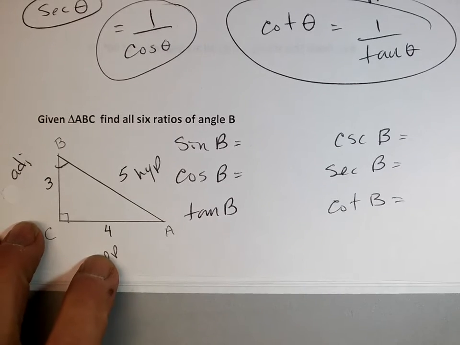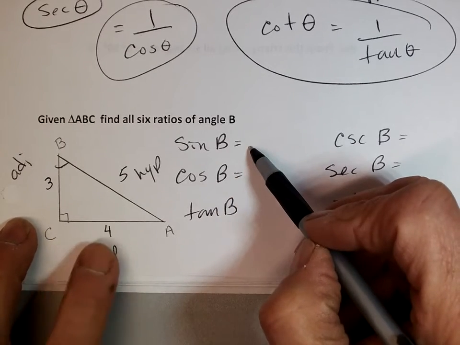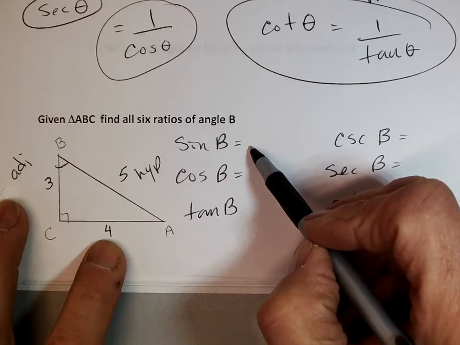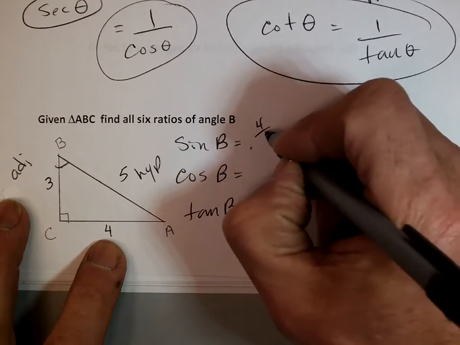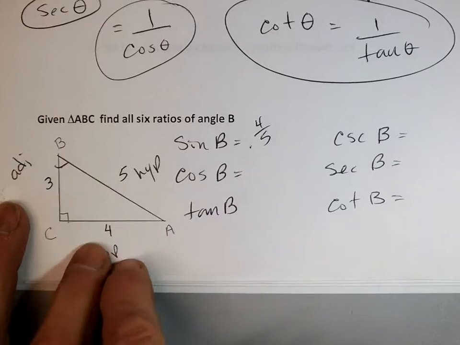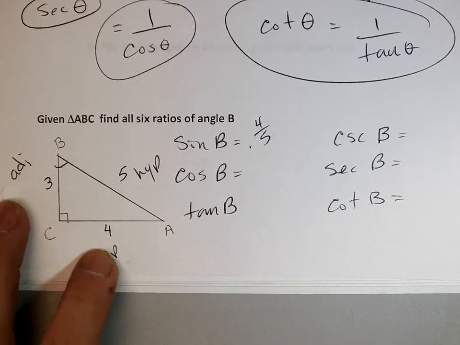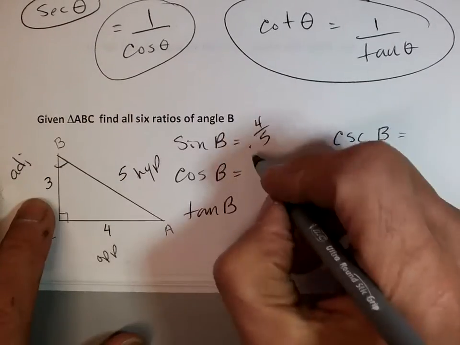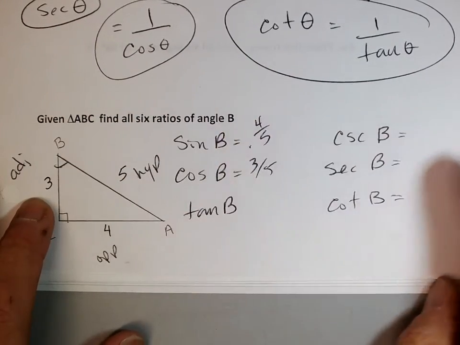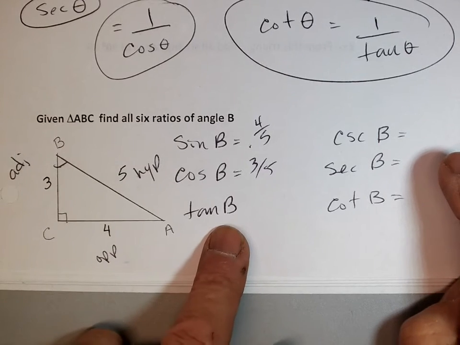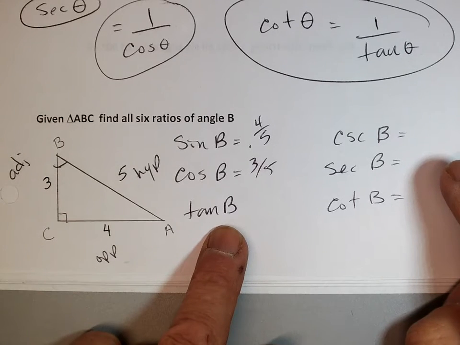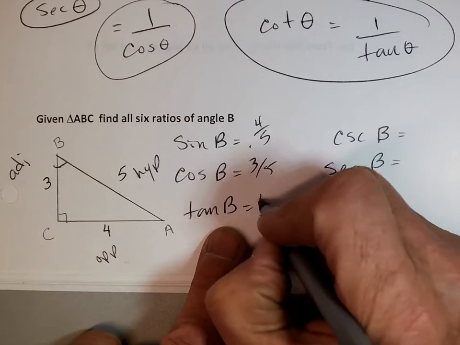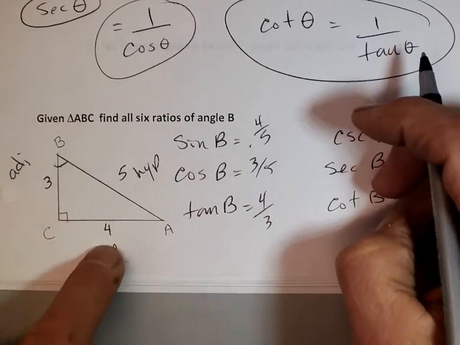Oh, John, what'd you get for sine of B? 4 over 5 because it's the opposite side over the hypotenuse. Nice job. Lily, what'd you get for cosine of B? Because it's the adjacent over the hypotenuse, 3 over 5. Caden, what'd you get for tangent of B? 4 over 3 because it's the opposite over the adjacent.